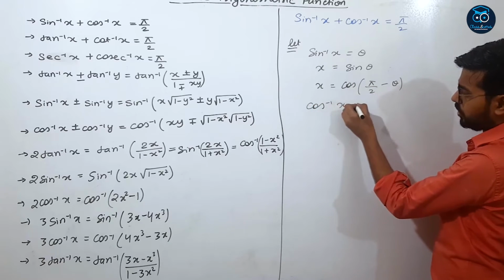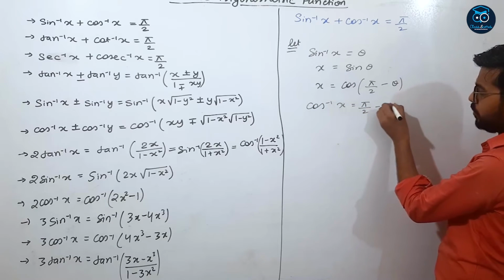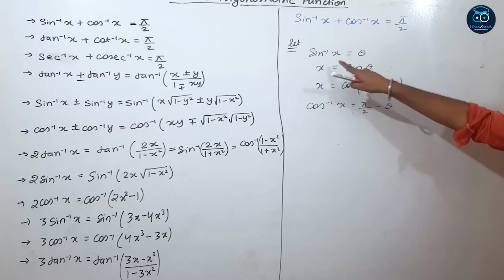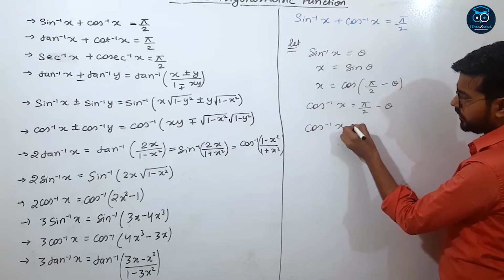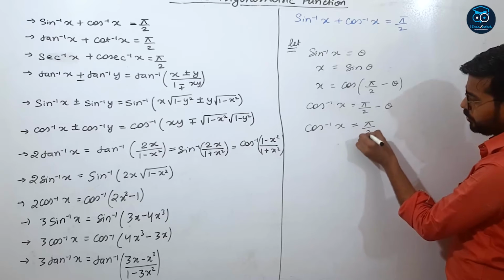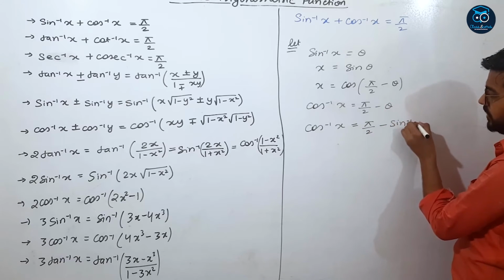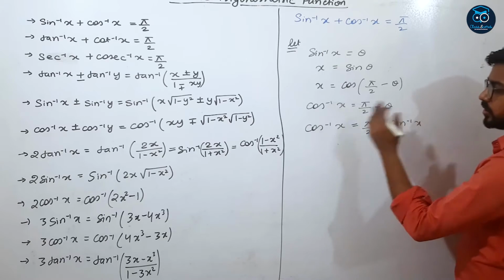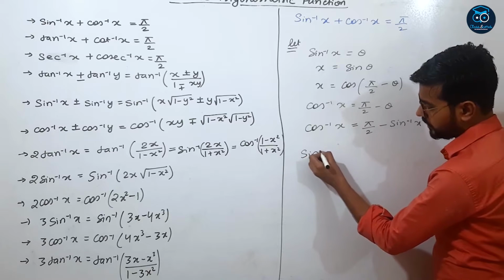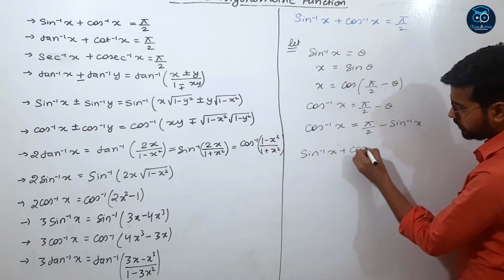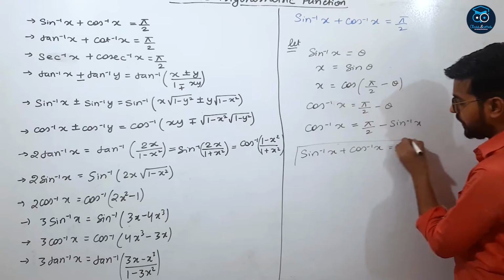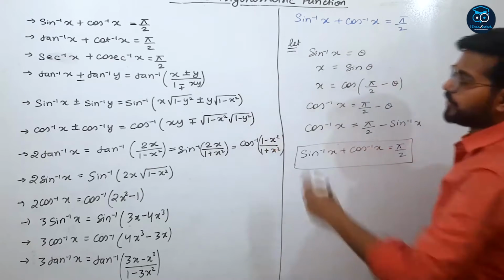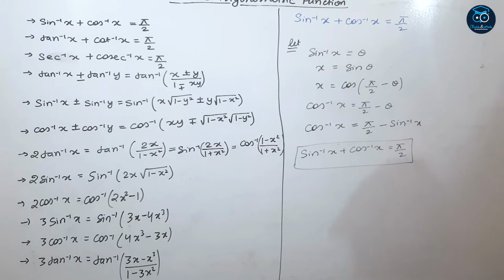It becomes cos inverse x, that is pi by 2 minus theta, and the value of theta is sin inverse x. So cos inverse x equals pi by 2 minus sin inverse x. If we transpose this sin inverse x, we get sin inverse x plus cos inverse x equals pi by 2. This is the basic verification of property number 1. Please note it down.